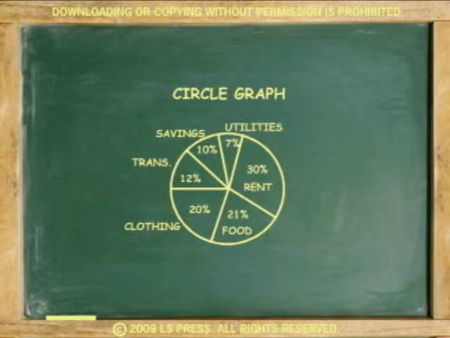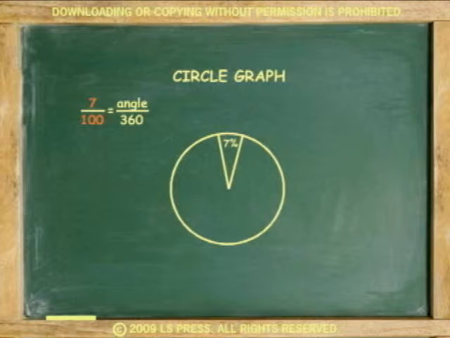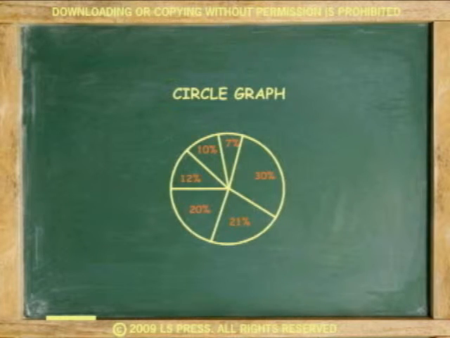To build a circle graph, you must recall that a circle has 360 degrees. Therefore, the piece of the pie devoted to, for example, 7%, has to be proportional to the other pieces of the pie where 100% equals 360 degrees. So, 7 is to 100 as angle is to 360 degrees. Angle equals 7 times 360 divided by 100, or 25.2 degrees. The angle for 7% is 25.2 degrees. Each portion of the circle graph must be calculated the same way.